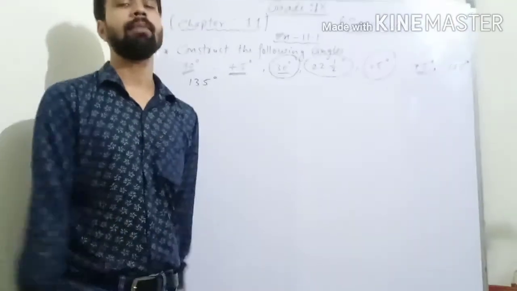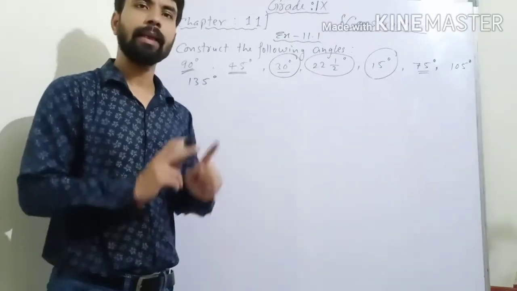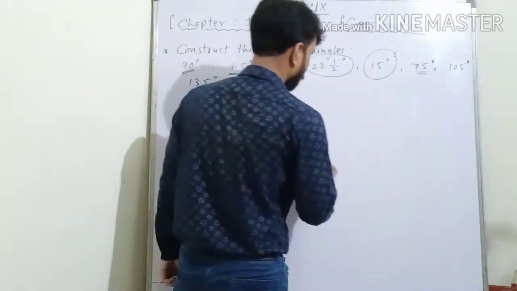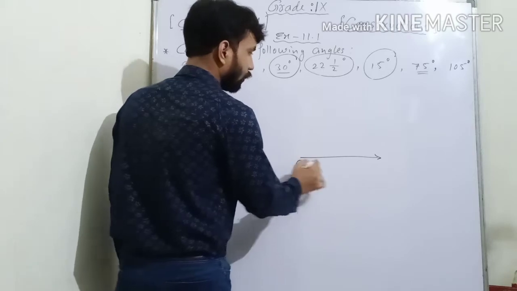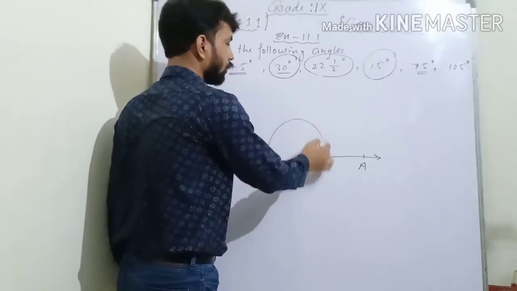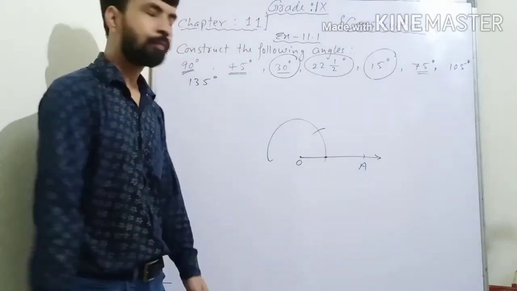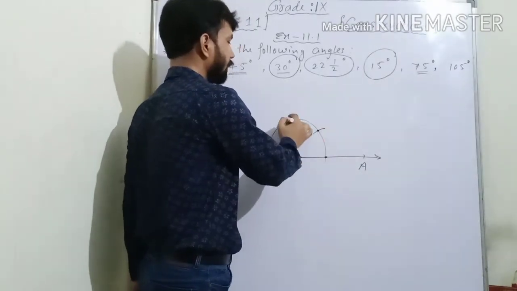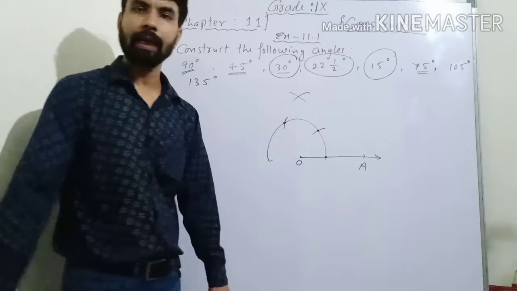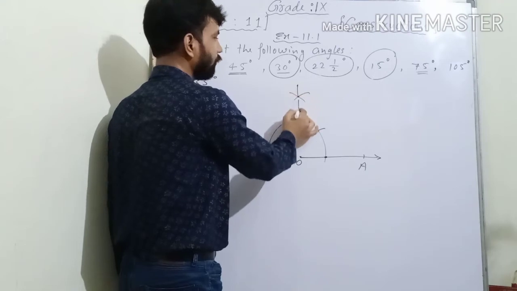For constructing a 75-degree angle, first of all we will draw a 90-degree angle. And you all know how to construct 90. So O and A, take any distance in your compass, put your compass on O, draw a semicircle. Now put your compass at this point, construct an arc like this. Now put your compass here, construct an arc like this and this. Now we will have to put the compass here, construct an arc like this. Now we will join this point and this point with the help of a scale.